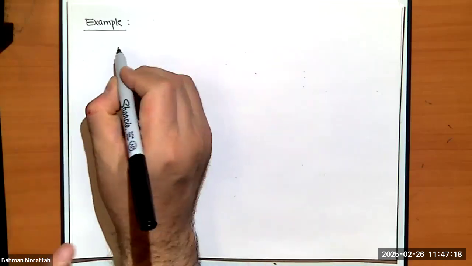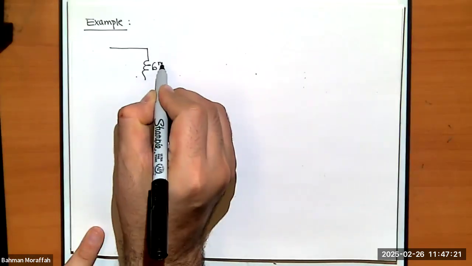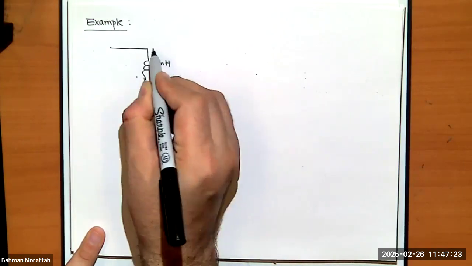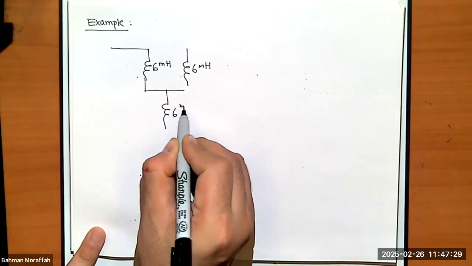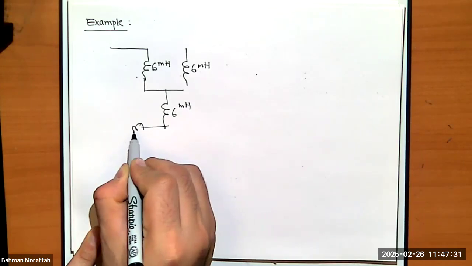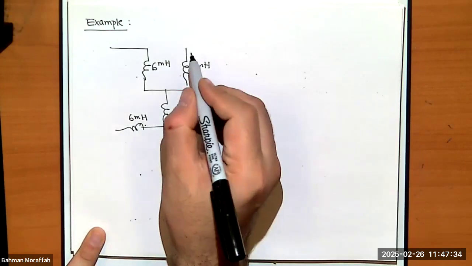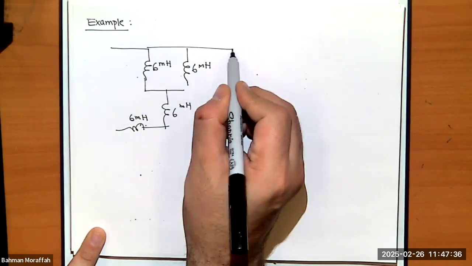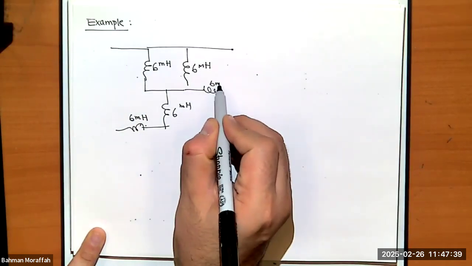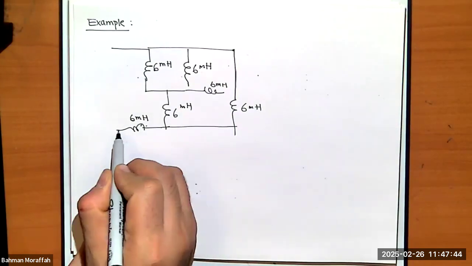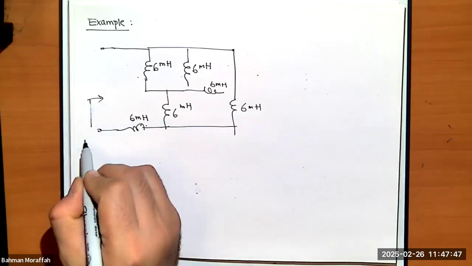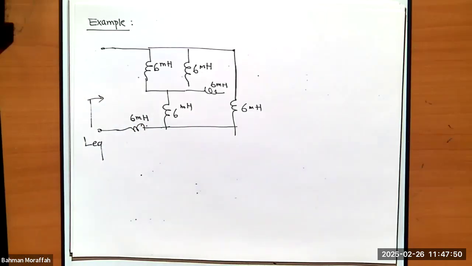Let's just say I am given this circuit. I have a 6 millihenry here, another 6 millihenry here, 6 millihenry here, 6 millihenry here, and then I have 6 millihenry here, and a 6 millihenry. And the question is find L equivalent.